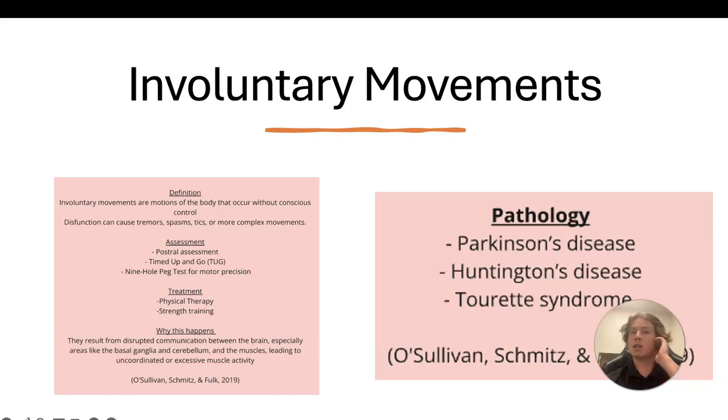According to O'Sullivan, Smith, and Fogg, involuntary muscle movements can appear as tremors and tics. These disturbances arise due to dysfunction in the communication between the brain and muscles, particularly in the basal ganglia and cerebellum, commonly seen in Parkinson's disease, Huntington's disease, and Tourette's syndrome. To assess these movements, a 9-hole peg test or the BESTest balance test can be used. As a result, patients may struggle with daily tasks and the unpredictable nature of movements in general.